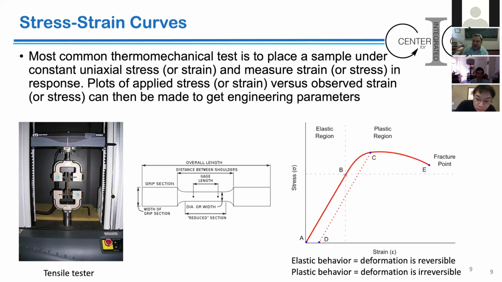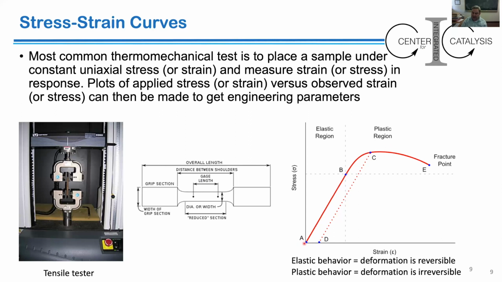But here, if you can see, if you stretch the sample to point C, now you've started to go past what's called the yield point. And so now when you release that sample, it no longer returns to the original length of the sample, but instead it goes to a different length. And so you can see this.